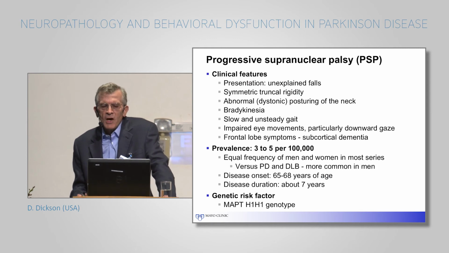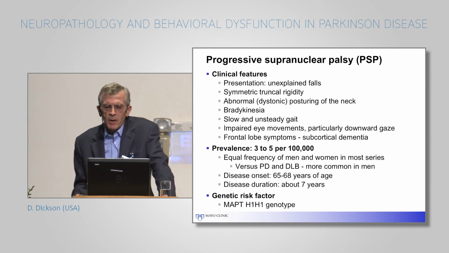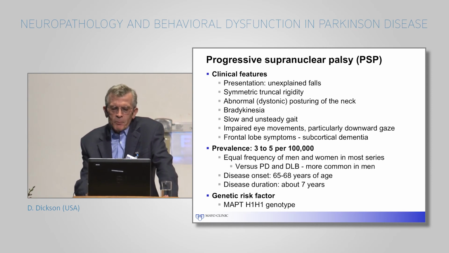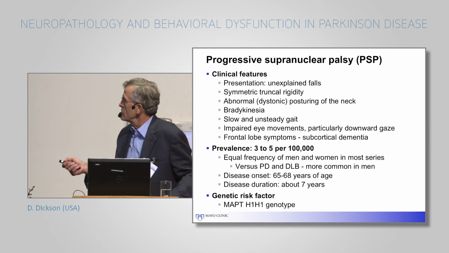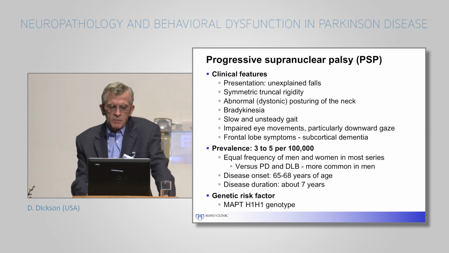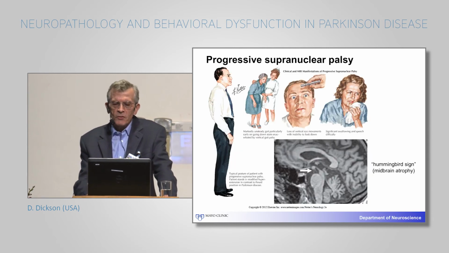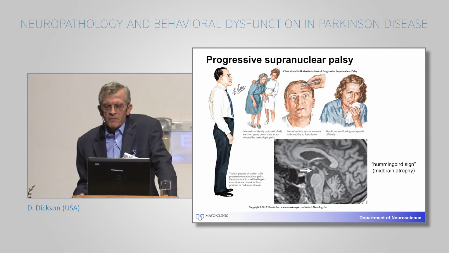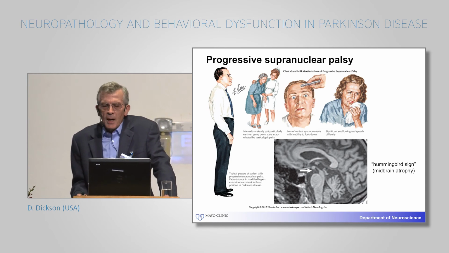PSP is the most common of the atypical Parkinsonian disorders. It presents with unexplained falls. It has axial rigidity, dystonic posturing, a fairly low frequency tremor, and there's a known genetic risk factor. There's a common variant in the MAPT gene that is the most common genetic risk factor for PSP. The patients have difficulty with looking up and down, particularly down gaze. Up gaze is less specific, especially in the elderly.